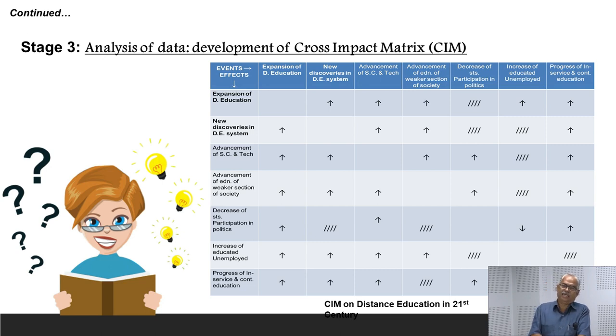Like this, if you see, each event and its effect on another event is plotted on a matrix with upward and downward symbols. For example, increase in educated unemployment will affect negatively the students' participation in politics. It means it may contribute to increasing students' participation in politics.